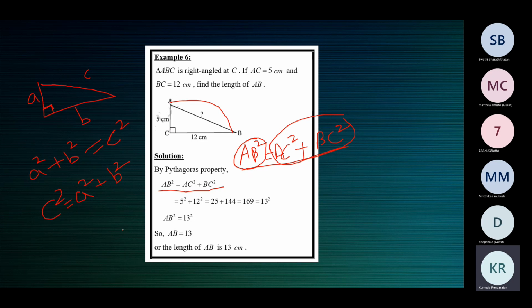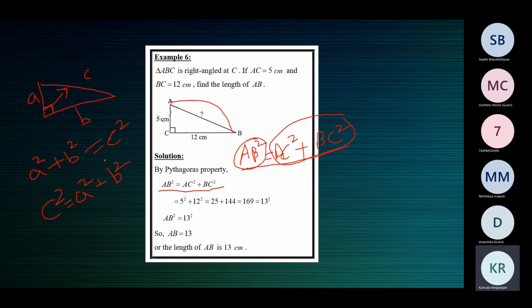It's a right triangle. So we know that the hypotenuse is opposite to the right angle. That is, C is the hypotenuse, the side opposite to the right angle. So C square should be written separately, either in the LHS or in the RHS. And then A square plus B square on one side, C square alone on the other side.